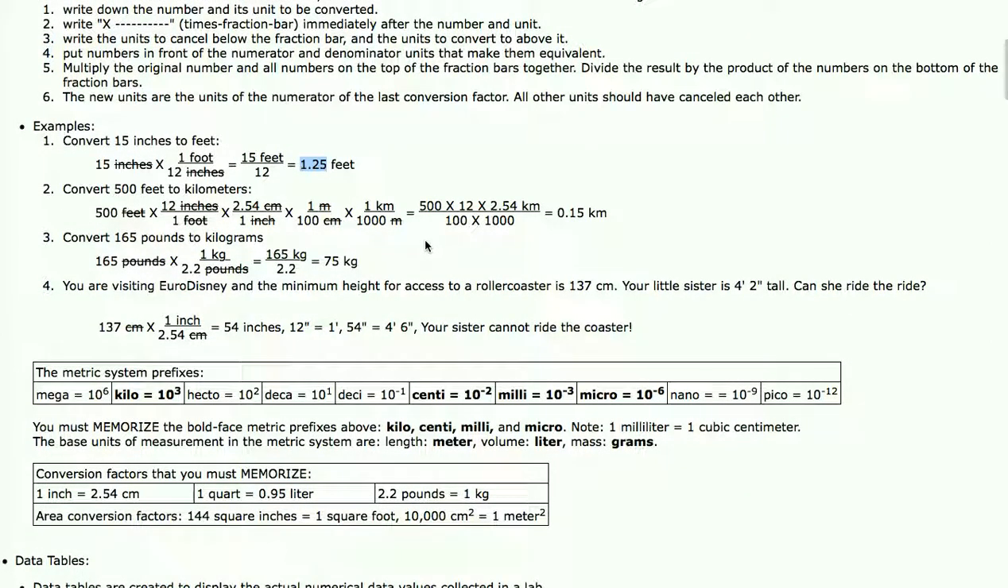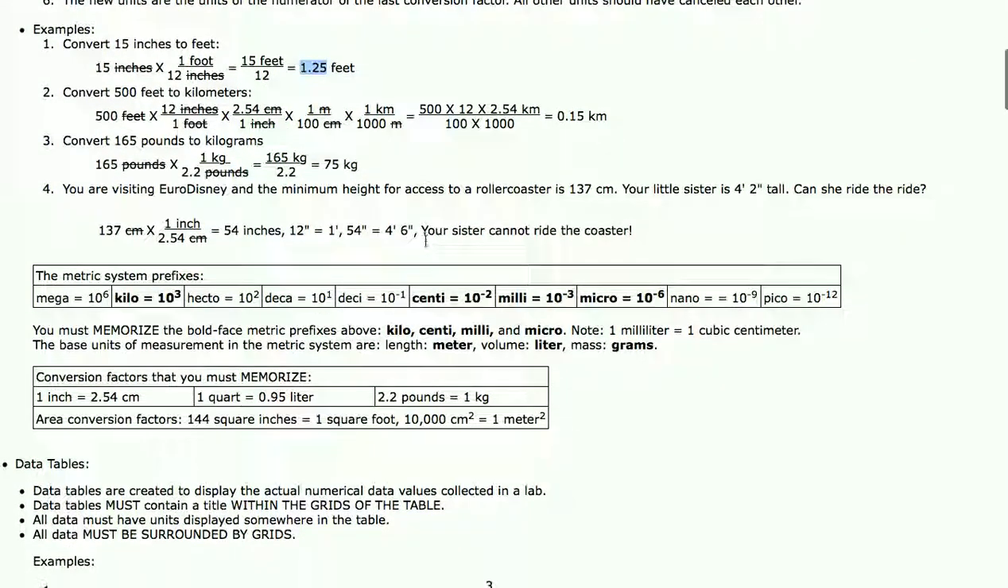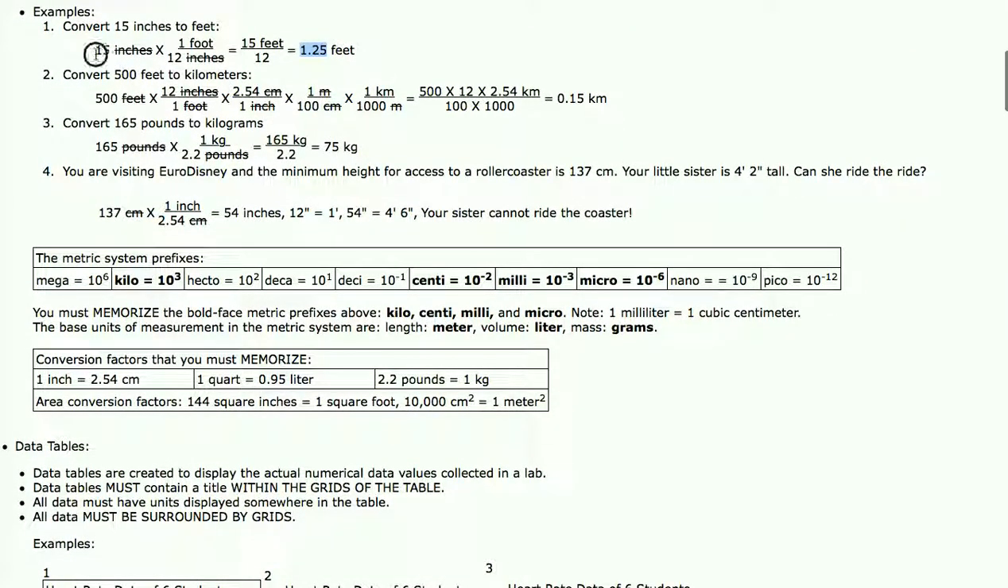I'll talk in class about scientific significance and significant figures, but you're going to need to round your answers to be appropriate to your measurements. So you'll notice the 15 inches has 2 digits, the 12 inches has 2 digits. Theoretically, this should have only had 2 digits. That should have been 1.3 feet.